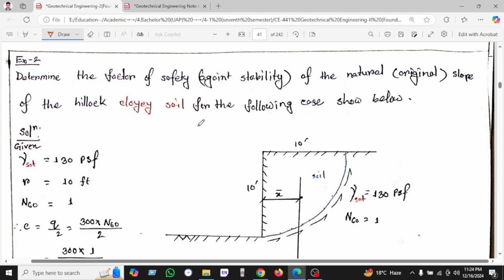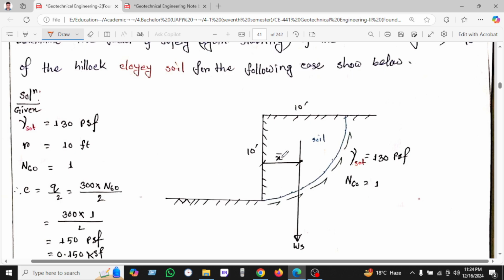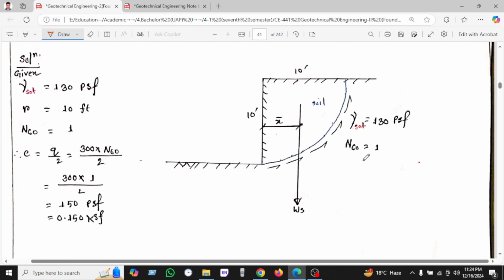Another one: determine the factor of safety against stability of the natural or original slope of the hilly clay soil for the following cases. The case is given here: R equal to 10 feet, and the soil is given. X bar we know is 0.424 R, and the saturated unit weight of soil is 130. R is 10 feet, and N60 is 1, coming from the SPT below.